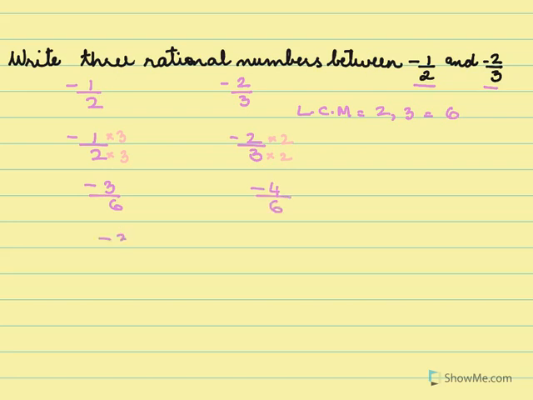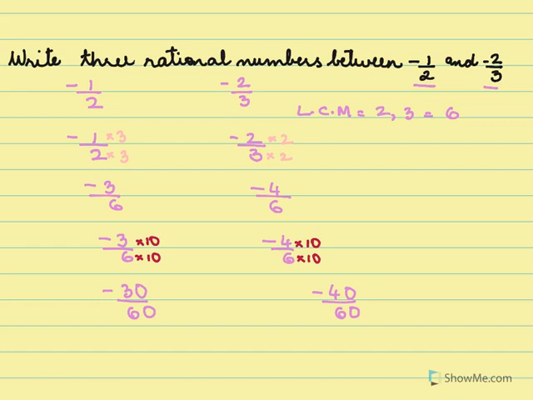Now we still haven't found a gap, so we need to multiply again. This time we'll multiply by 10 on the top and the bottom of both. So now you have -30 by 60 and here you have -40 by 60. We've now found a gap.